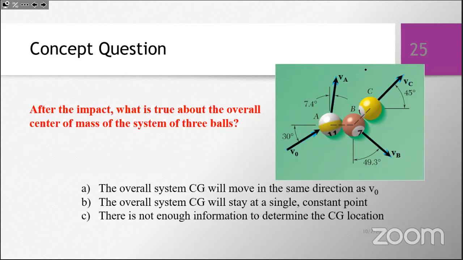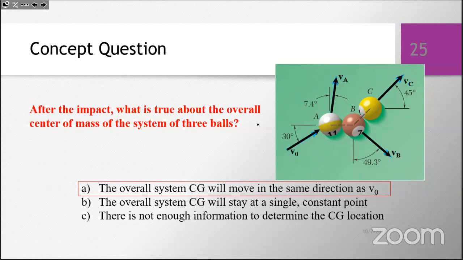Who thinks the overall system CG will stay at a single constant point, B? Who thinks that there's not enough information to determine the location from this picture? Okay. Well, turns out it's secret option D. No, it's A. Turns out that it's A.